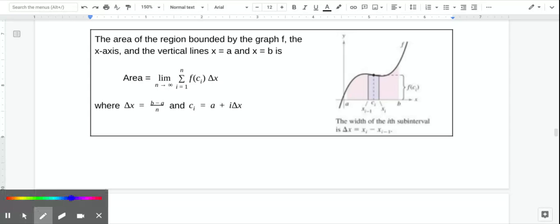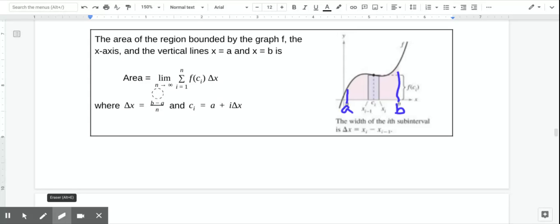So the area under a curve is bounded by this curve and these vertical lines A and B. Here's A and here's B. The area is this: we have an infinite number of rectangles, and we're taking the sum of all of those areas. F of ci is the height of each rectangle, and delta x is the width. So it's just base times height of a rectangle. We're going to add up all the rectangles together, and we're going to do infinitely many of them.